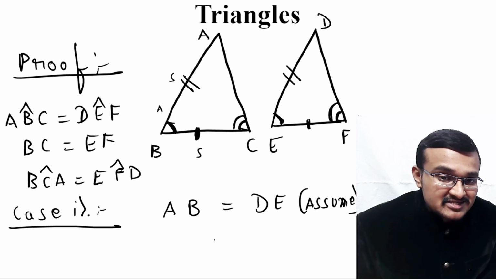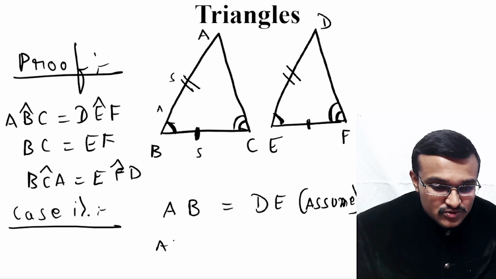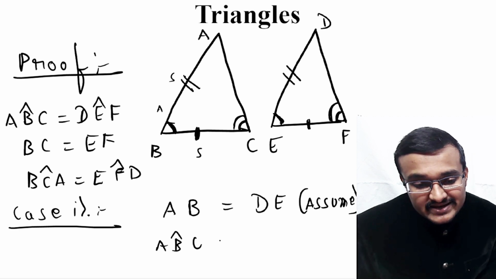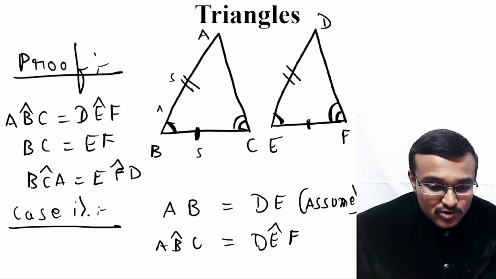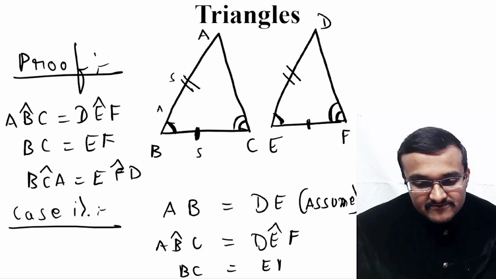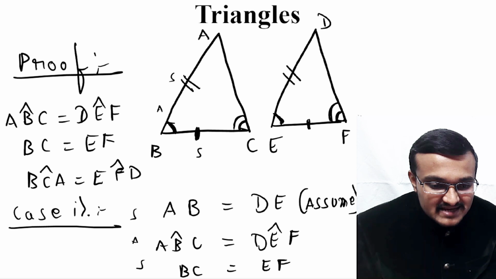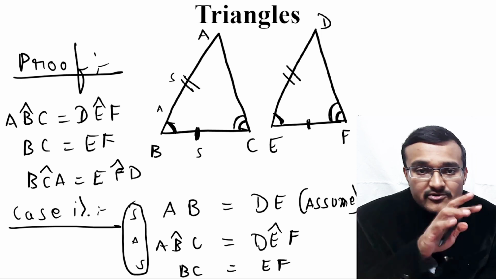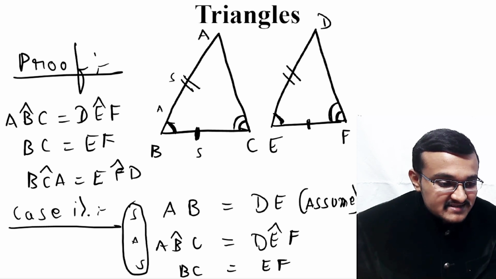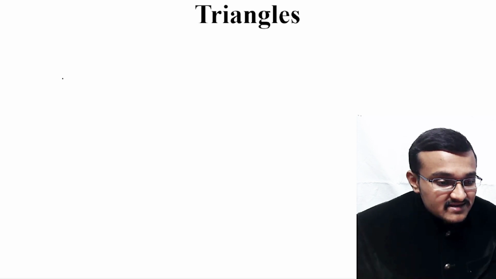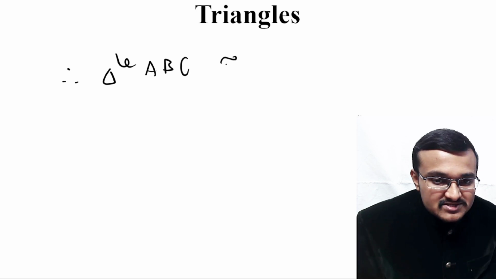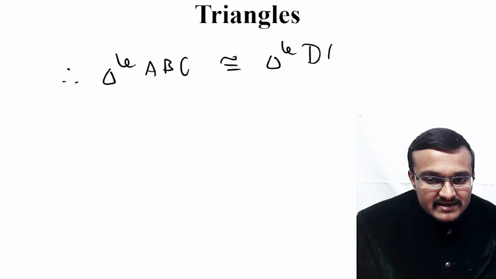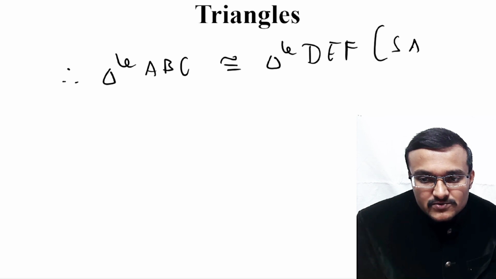Since we are assuming AB is equal to DE, and we already know from the given data that angle ABC is equal to angle DEF, and BC is equal to EF, that means side, angle, side are equal for both of the triangles. Corresponding side, angle, side is equal for both triangles. Therefore, triangle ABC is congruent with triangle DEF. This is according to the SAS axiom.